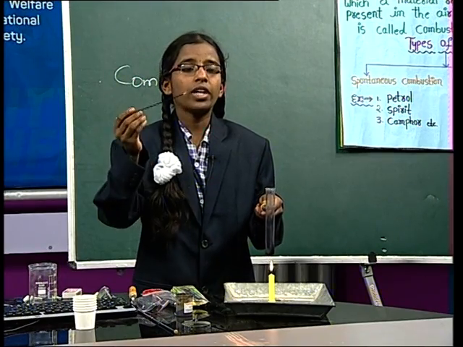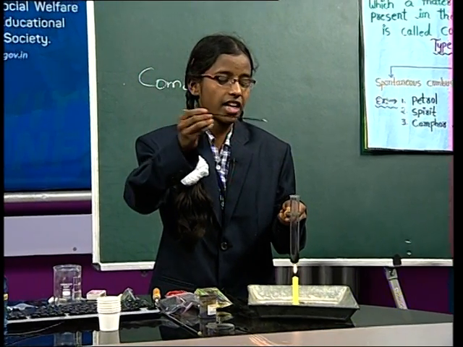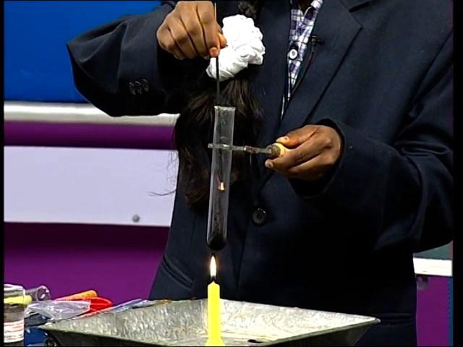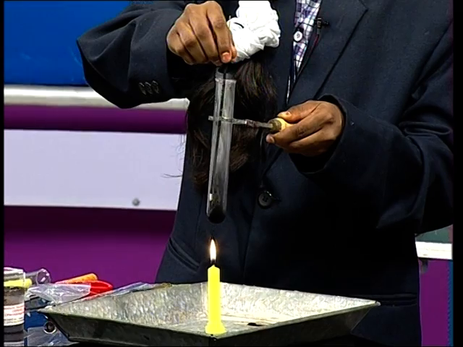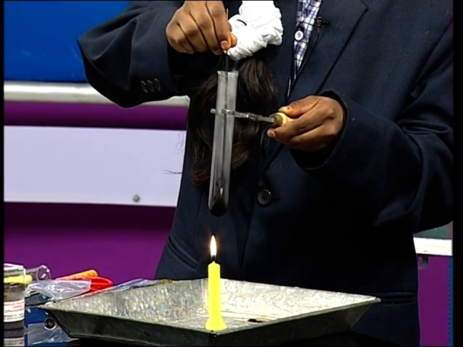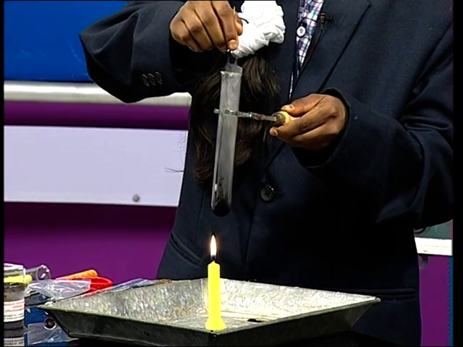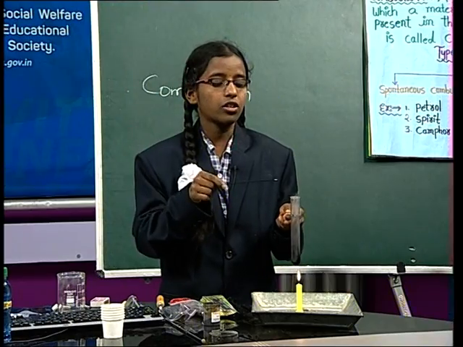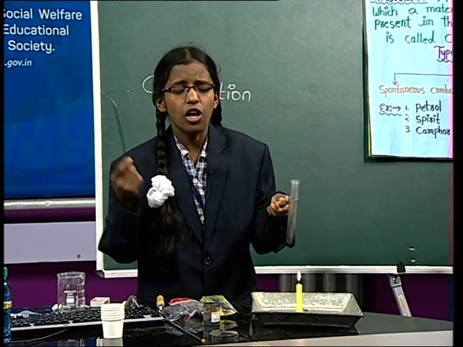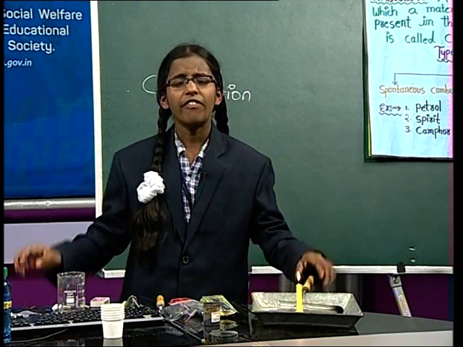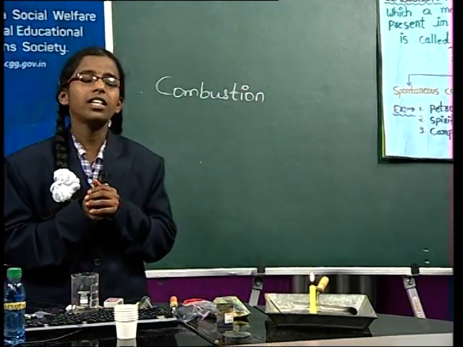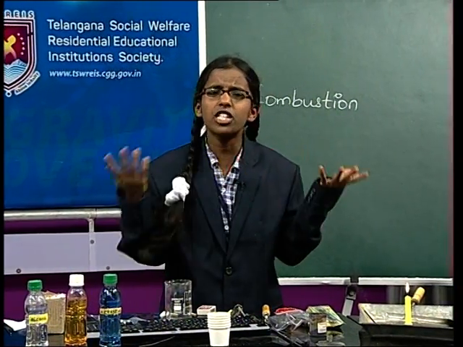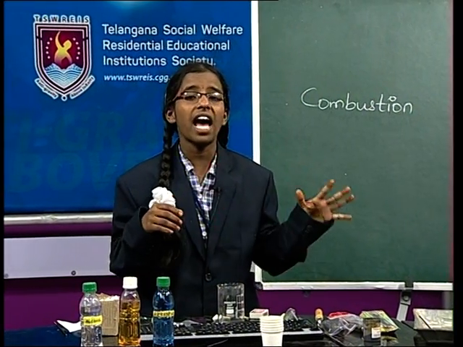Now I am going to keep a lighted matchstick into the test tube. See friends, what is happening here? I just kept the burnt matchstick, but when I keep the matchstick into the test tube, it got flame. Why does this happen, friends? Why did the stick get flame? Because there is a gas inside the test tube. Which type of gas is this? Friends, the gas is oxygen.